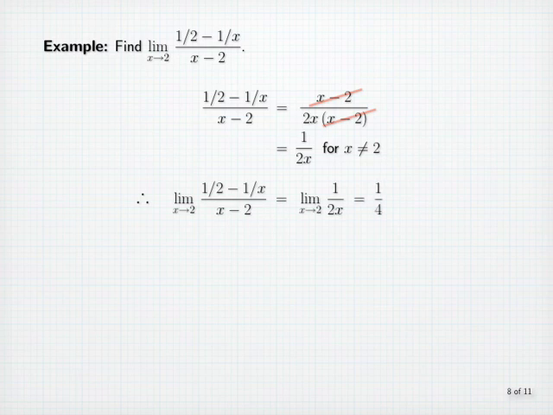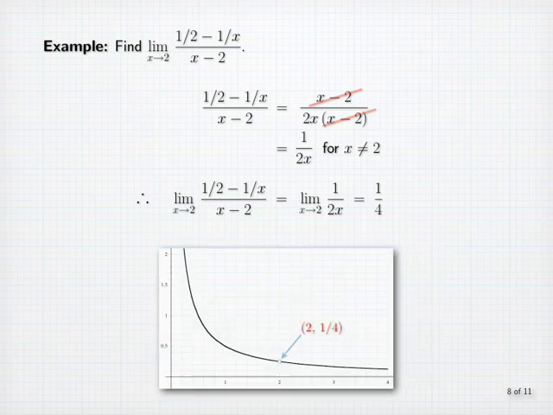Now here's the graph of the original function. It's the same as the graph of y equals 1 over 2x, except with a hole at the point 2, 1/4.